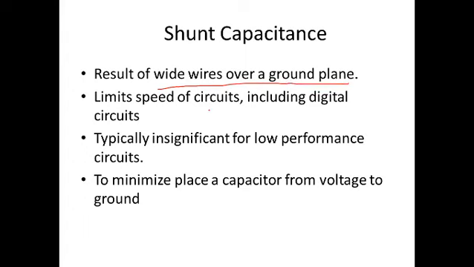Okay, so what is the problem with the capacitance? Definitely whenever a capacitor is present, there will be charging and discharging of the capacitor. So the RC circuit is formed and the system becomes sluggish. Whenever a capacitor is present in the circuit, it will limit the speed of the circuits, including digital circuits. It is typically insignificant for low performance circuits. To minimize it, place a capacitor from voltage to ground.